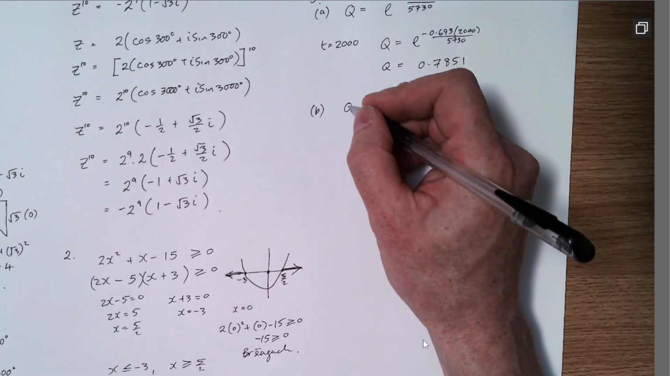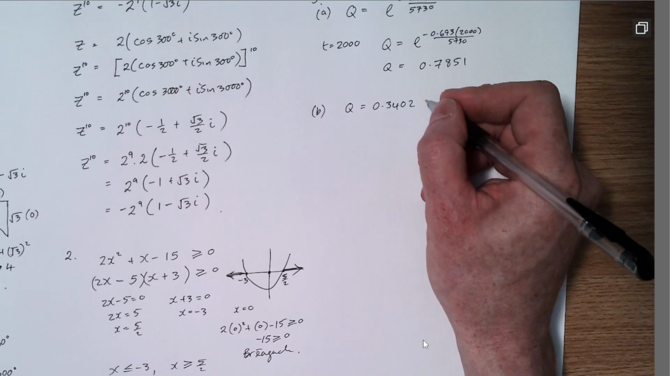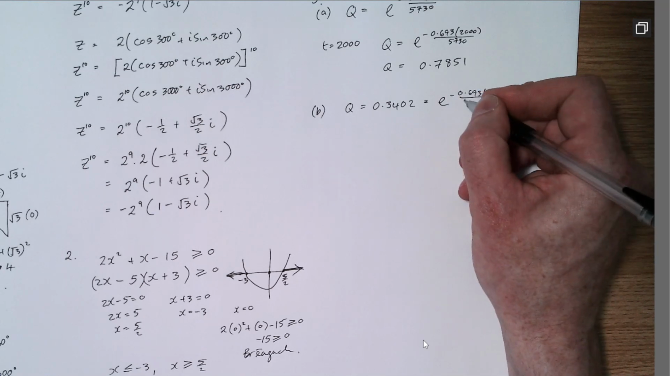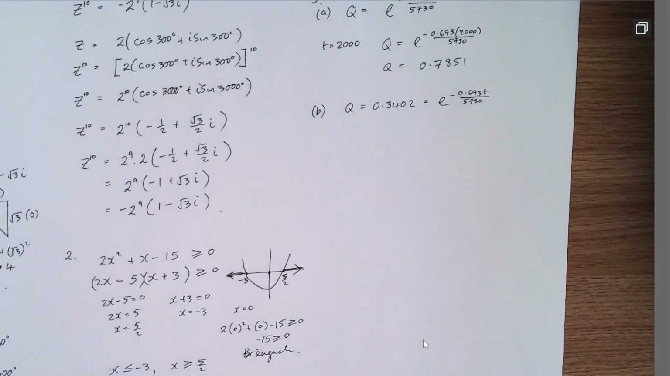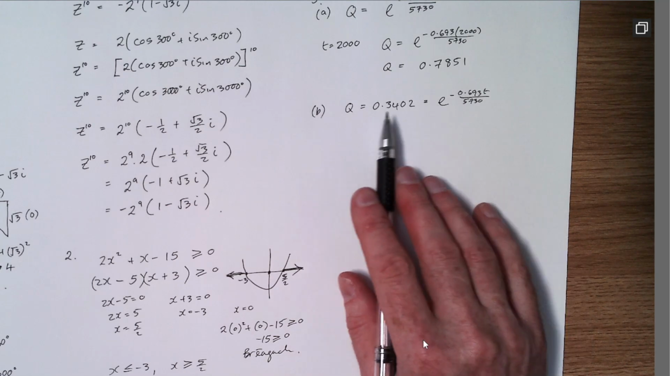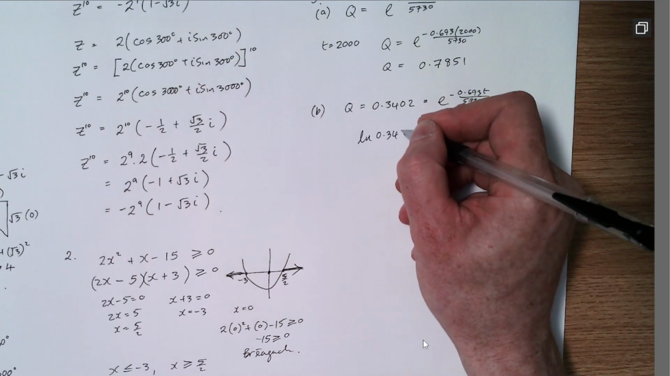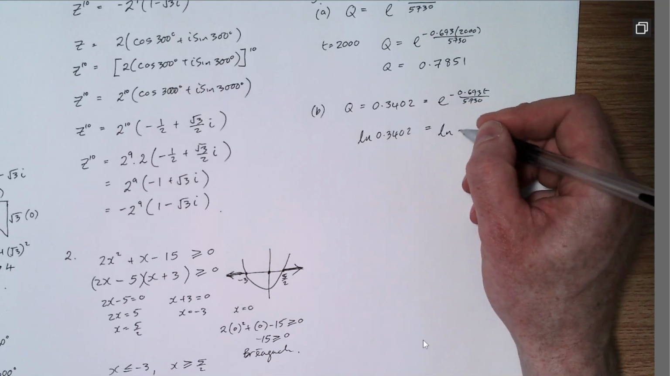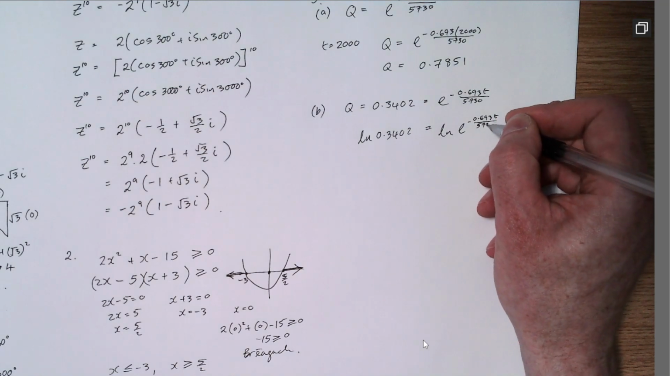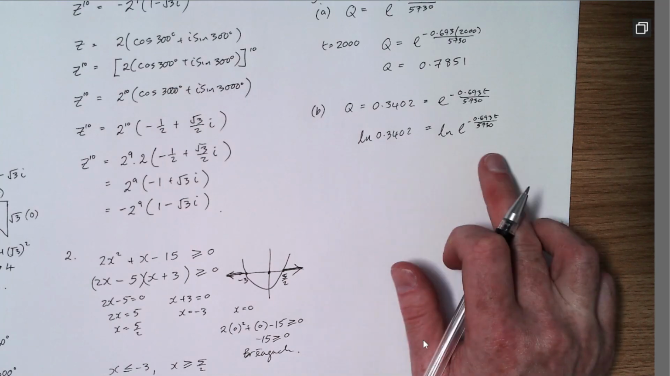Now, next we set Q equal to 0.3402, so 0.3402 equals e to the minus 0.693 T over 5730. So we solve. Now, we take the natural log of both sides, so ln of 0.3402 equals ln of e to the minus 0.693 T over 5730.